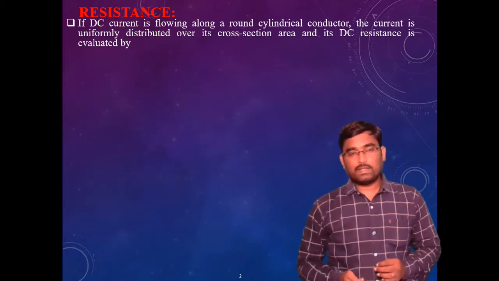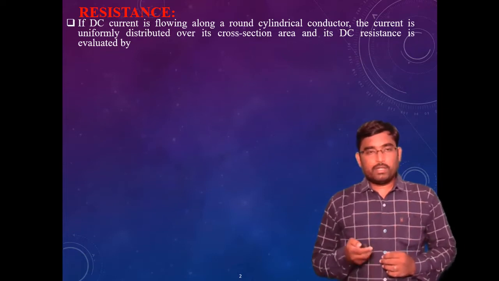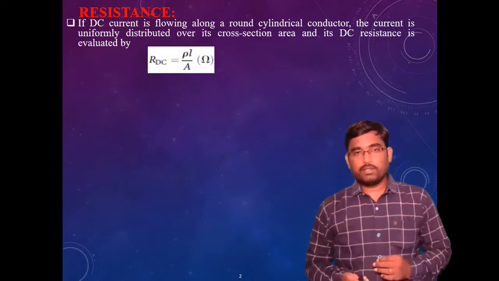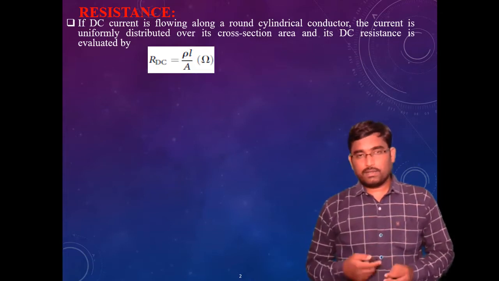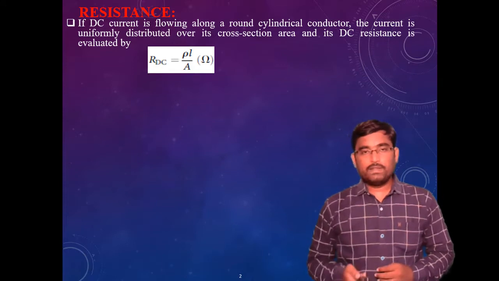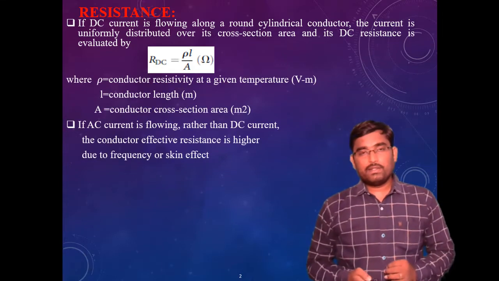Now coming to the resistance, if a DC current is flowing through the conductor, then obviously there will be opposition for the flow of current. So for the DC current, the resistance of the conductor will be R_DC equals rho L by A, where rho is the resistivity of the material, L is the conductor length, and A is the cross sectional area of the conductor.